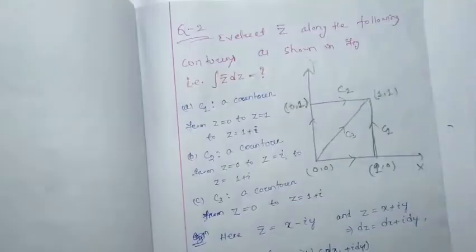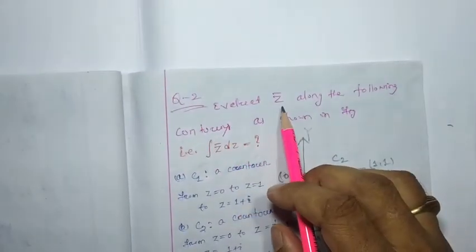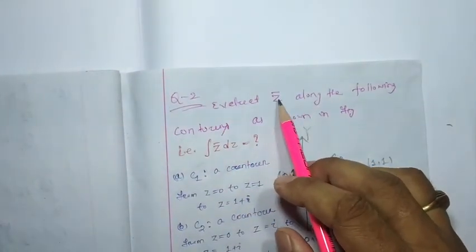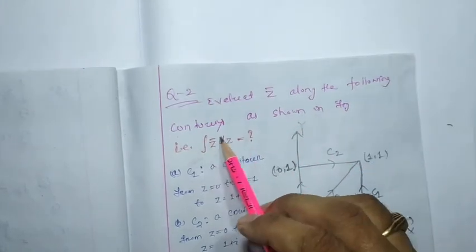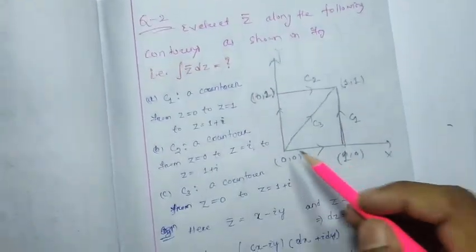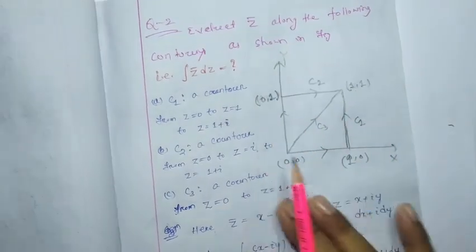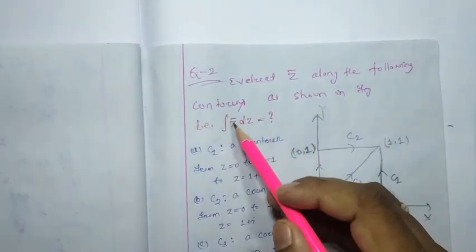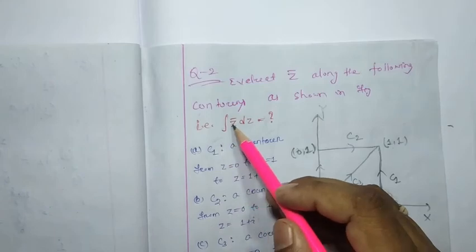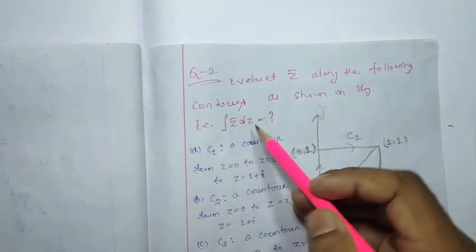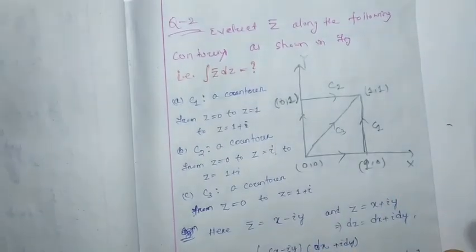The question was, evaluate z bar, the complex conjugate of z, along the following contours as shown in the figure. Here this is the same contour C1, this is C2, this is C3. So what we have to evaluate is the integration of z bar dz, or complex conjugate of z dz. Here I am explaining, you just watch it.